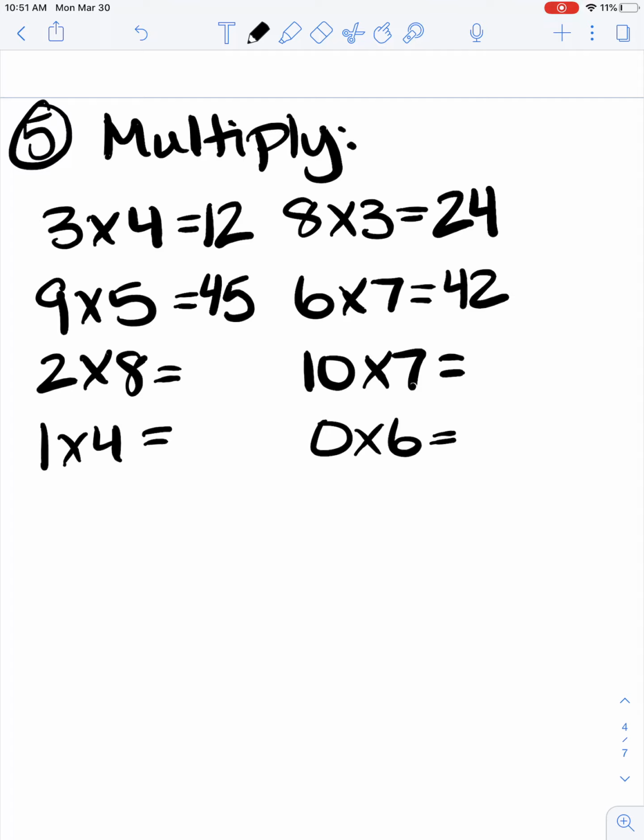2 times 8, 2 groups of 8. 8, 16. Now let's do 8 groups of 2. 2, 4, 6, 8, 10, 12, 14, 16.